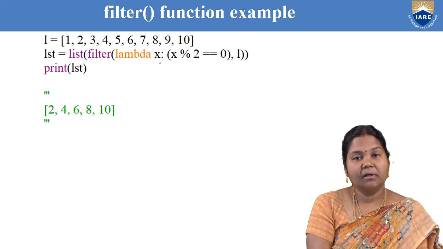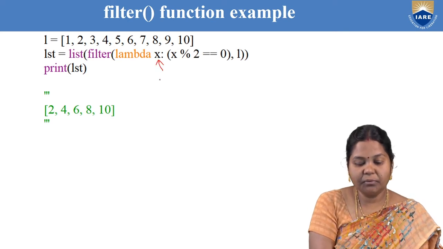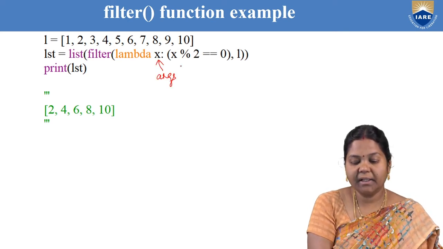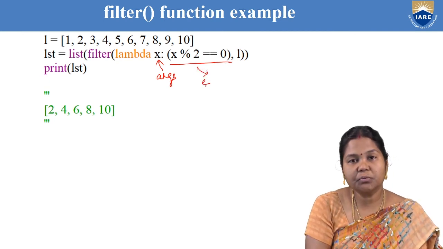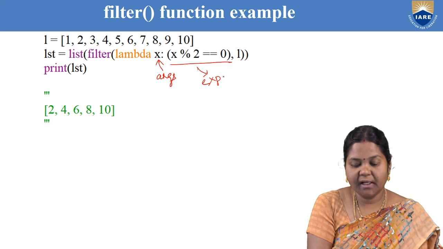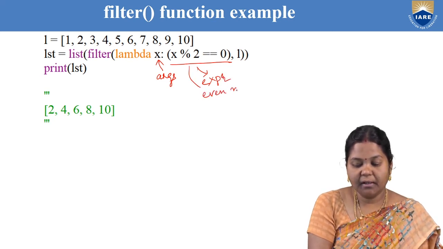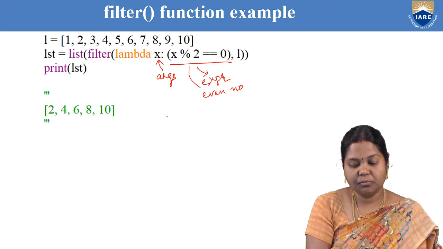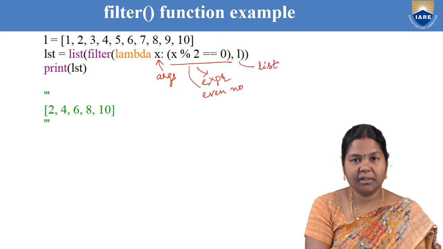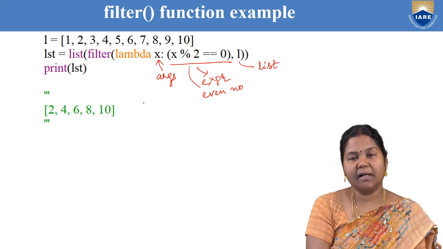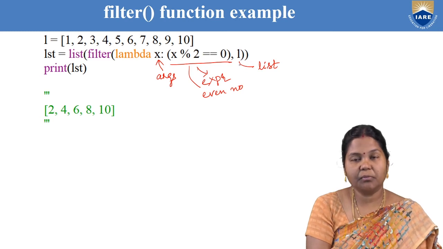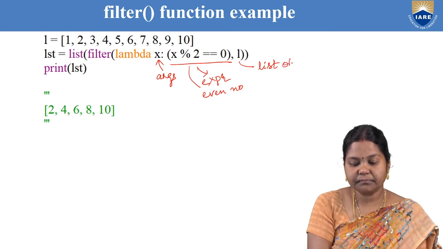Here x is the argument to the lambda function, and the expression we are writing is x modulus 2 is equal to 0. That means we are looking for only even numbers, checking from the list. This is our iterable, which is a list. You can take the list directly, or define a list and pass the list object. Here we have passed the list object.